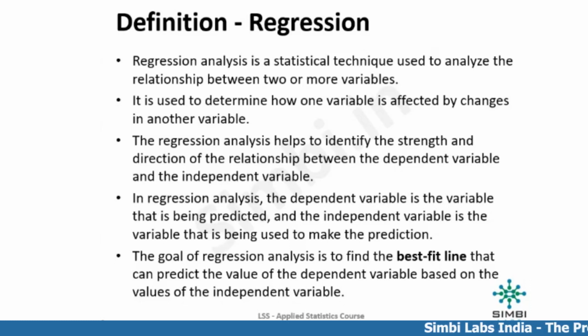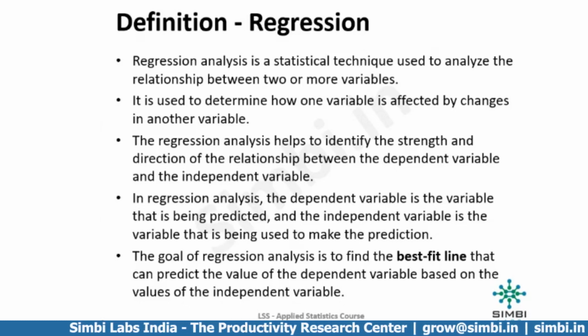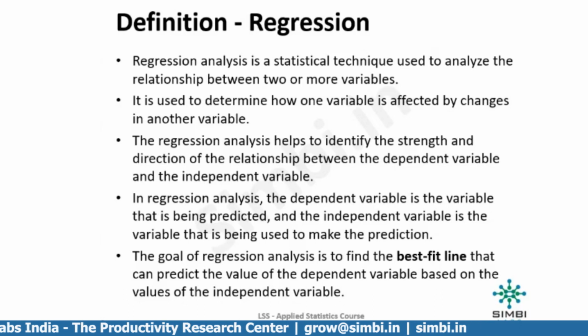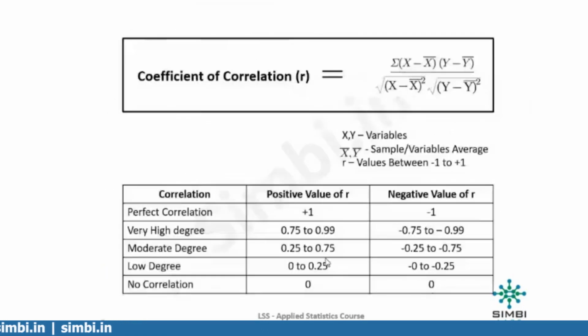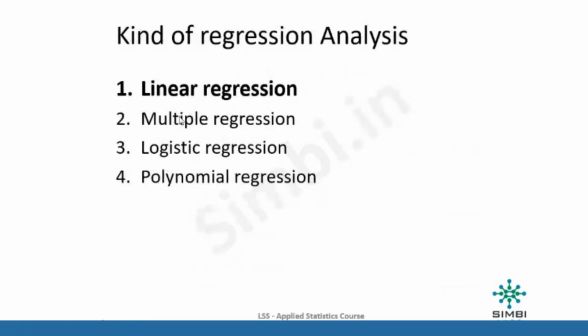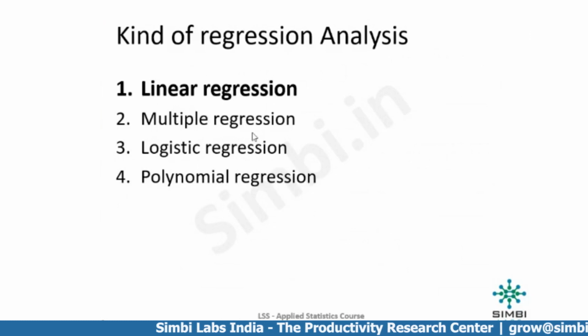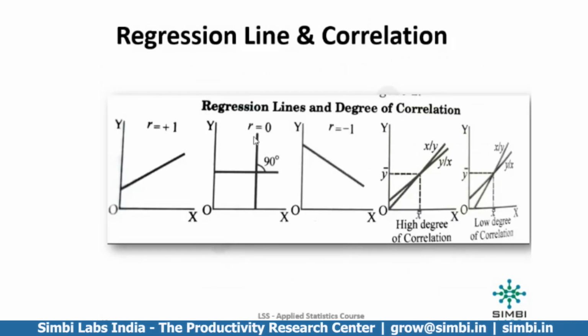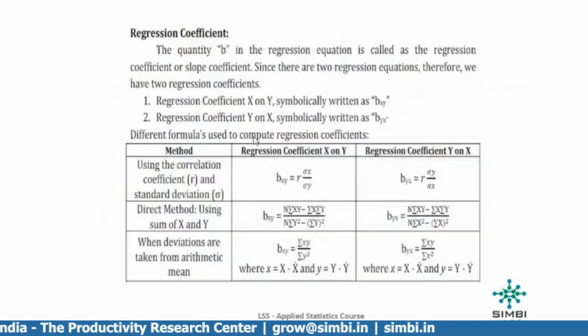Multiple regression is also one type of statistical analysis technique, and it analyzes the relationship between two or more variables. In regression analysis, we have some types of analysis: linear regression, multiple regression, logistic regression, and polynomial regression. So what is linear regression? First, we'll see linear regression.